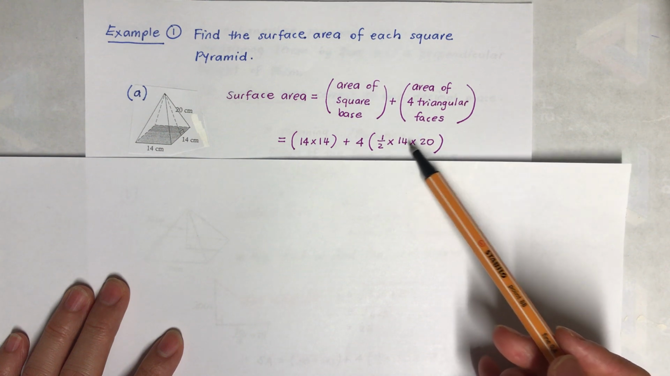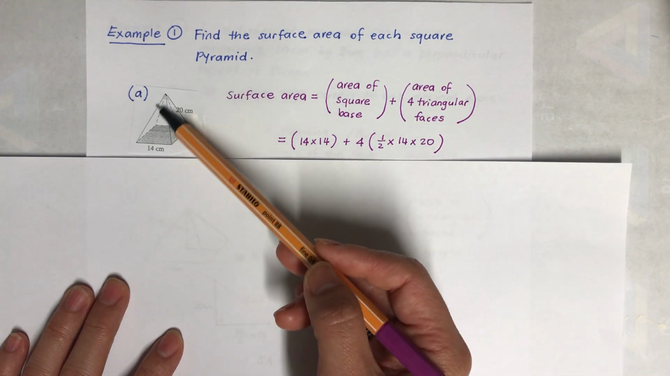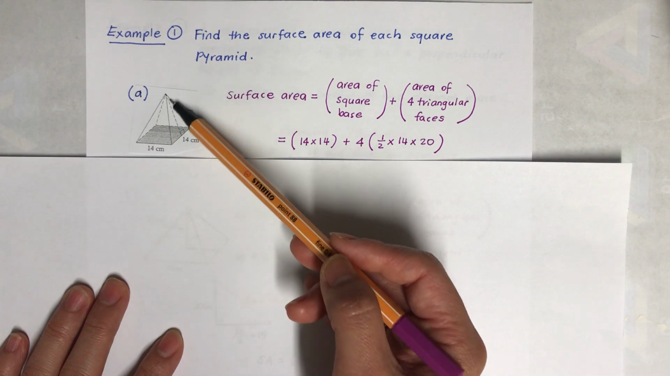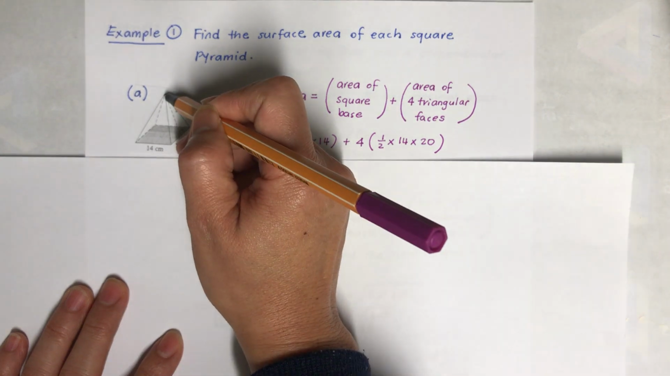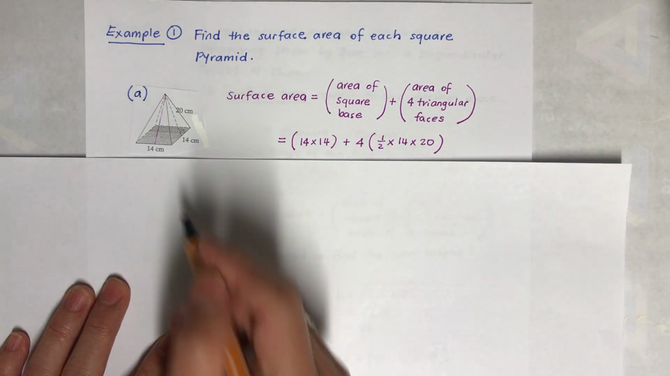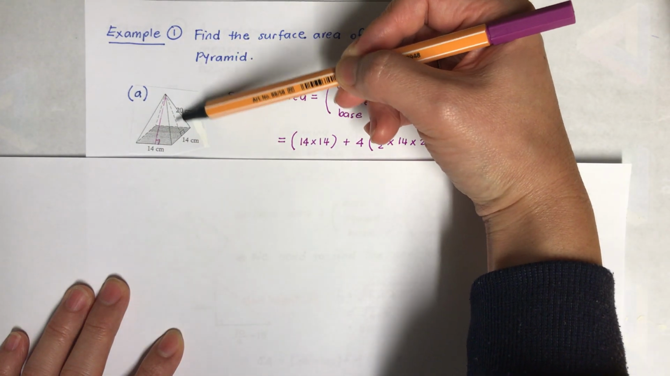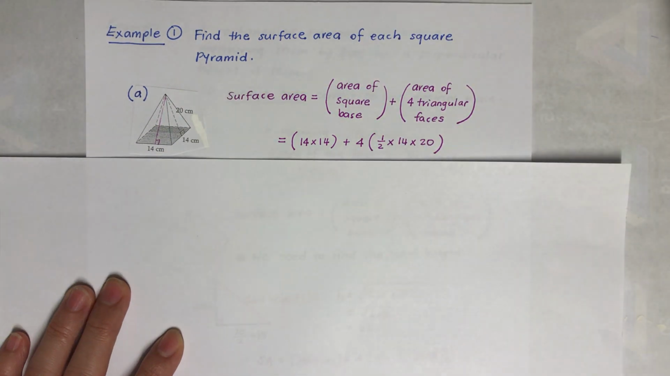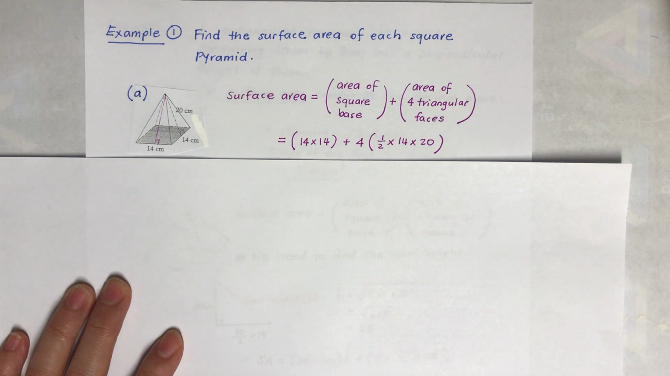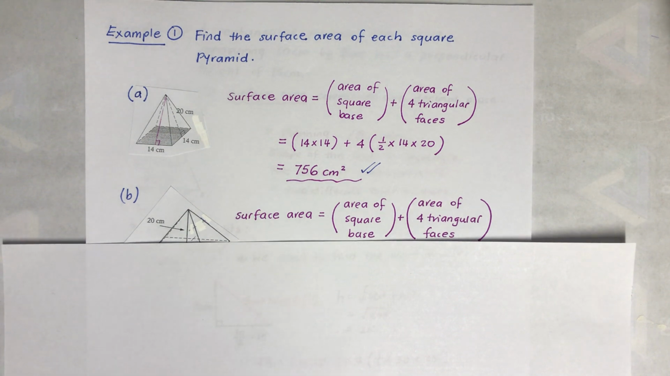So half times base times, now this is not the perpendicular height we're talking about, it's the slant height, because we are finding the area of the face. So the height will be going through here. That would be our height. The perpendicular one is this one, which is actually given to us. That's 20. So it'll be half times base, which is 14, times slant height, which is 20. So the answer will be 756 centimeters squared, because it's area.